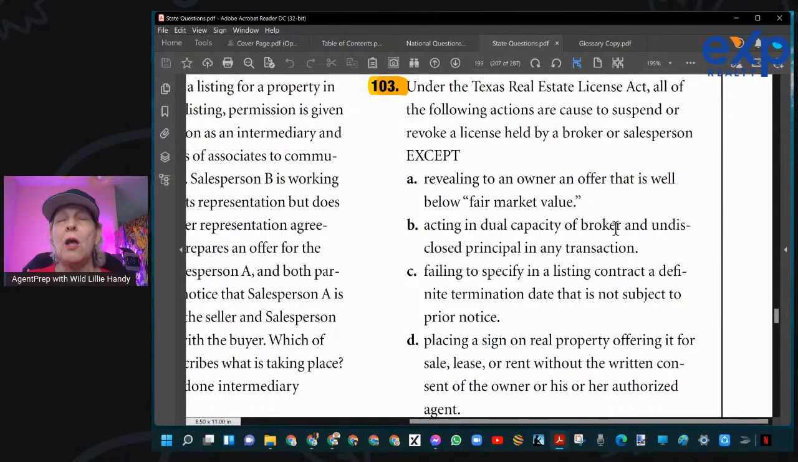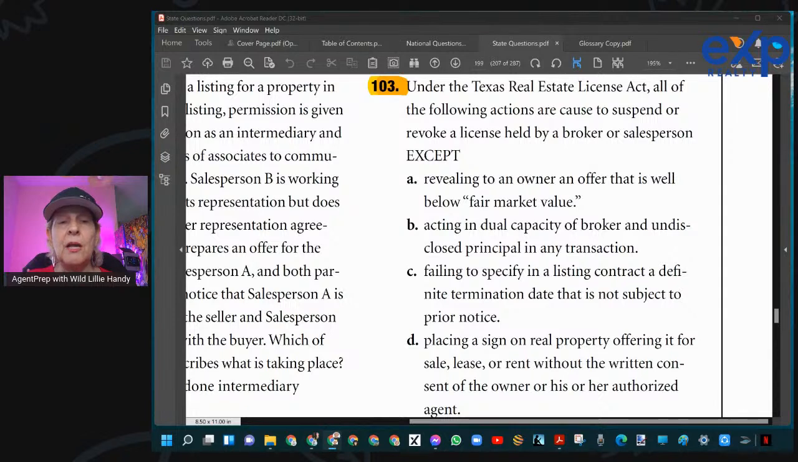Whether the owner wants to see lowball offers or not, we must present them. Unless that owner puts it in writing that they specifically do not want to see any offers below a certain price, it has to be in writing and provided to our brokers. So the answer is 103A.